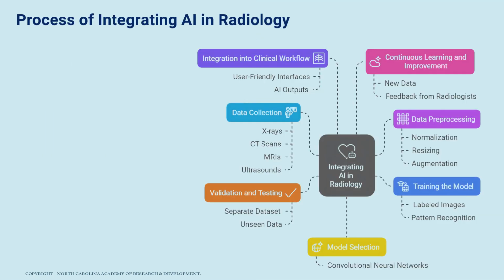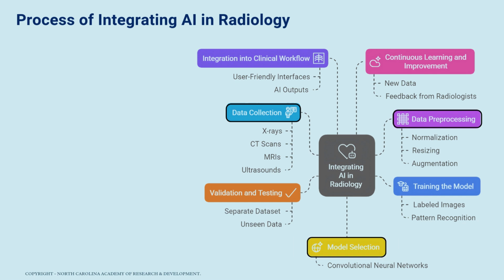Before AI can assist in radiology, it starts with one essential element: data. Medical images like X-rays, CT scans, MRIs, and ultrasounds are collected in large numbers. The more variety and volume we have, the better the AI learns to understand complex patterns. But raw images aren't enough. They need to be cleaned, enhanced, and standardized. We adjust their size, improve clarity, and sometimes even introduce variations so the AI trains on high-quality, meaningful data.